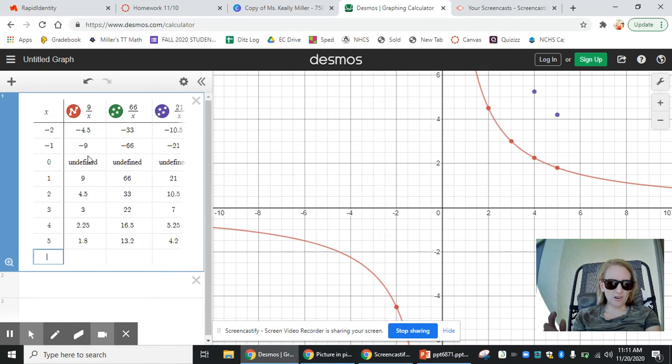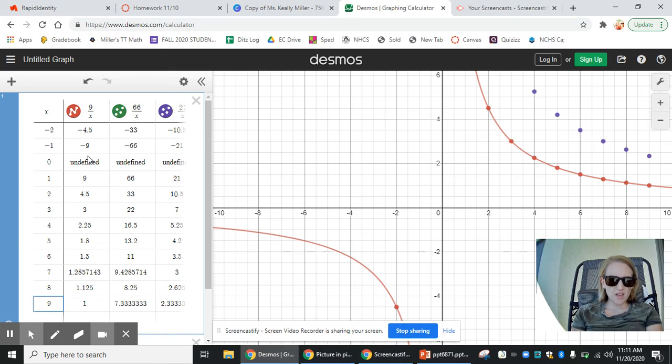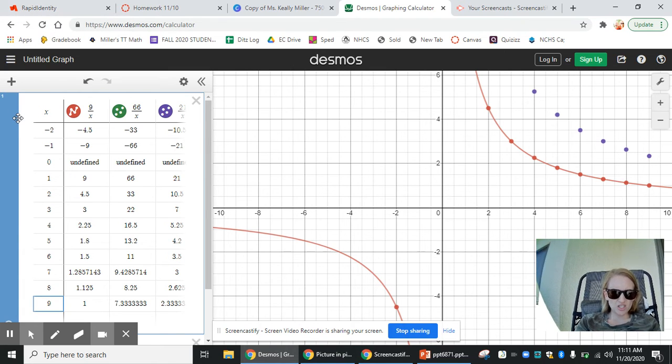Just numbers like counting by 1, 0, 1, 2, 3, 4, 5, 6, until you get to the smallest number that you had at the top. So up there we had the smallest number out of 9, 66, and 21 was 9. So I'm going to go all the way up to 9 when I'm typing in my x values here.